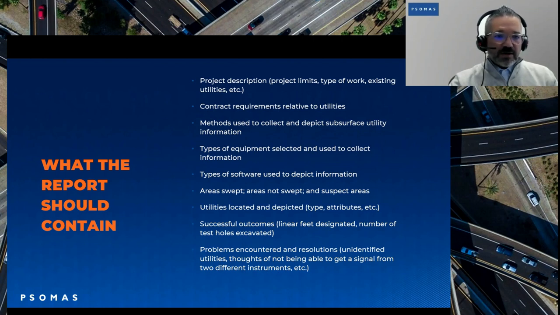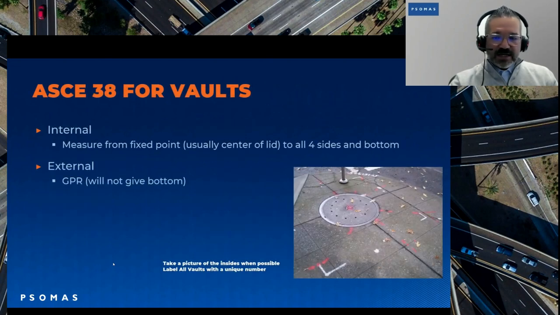So ASCE 38 for vaults. It states that we should be measuring from a fixed point, usually the center of the lid. Measure to all four sides and the bottom. Give a good detection, a good mapping of what that vault looks like so that the design professional can understand what exactly they're looking at. Understand that the GPR will not give you a bottom elevation.